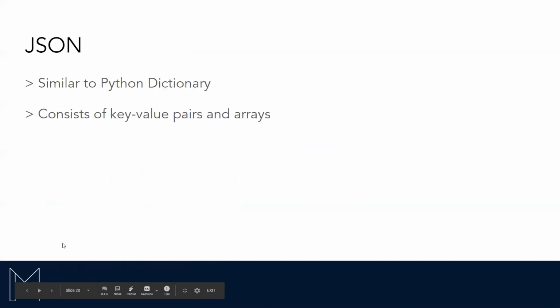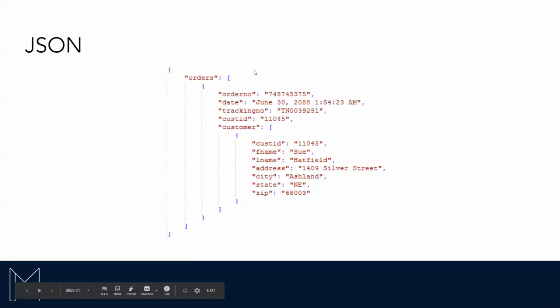Now, what is JSON? Well, JSON is very similar to a Python dictionary. It consists of key-value pairs and arrays. I'll show you a demo of JSON in a bit. Right here, you can see JSON. We start with the curly brace, and then orders. Orders is the key, and the value is this array.